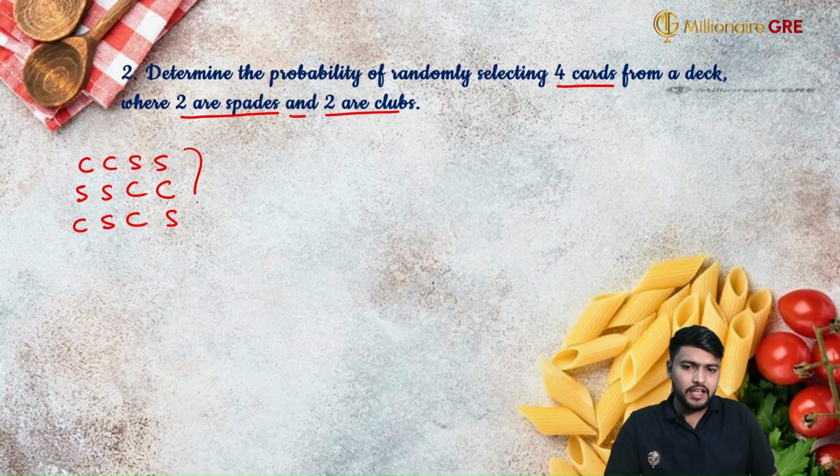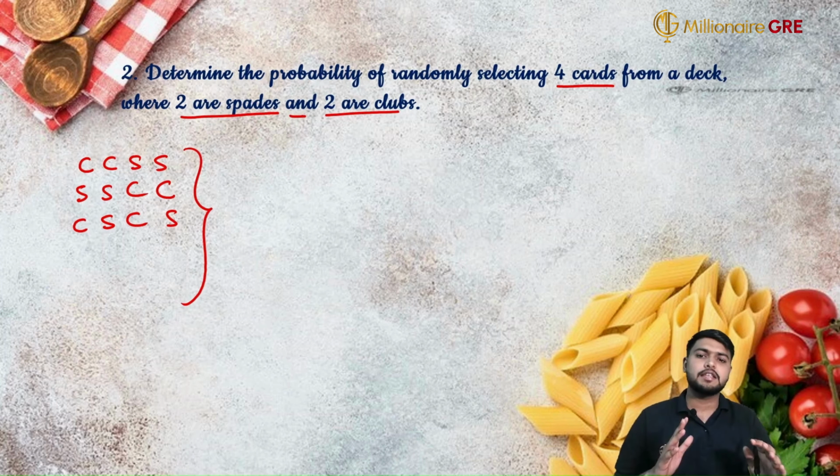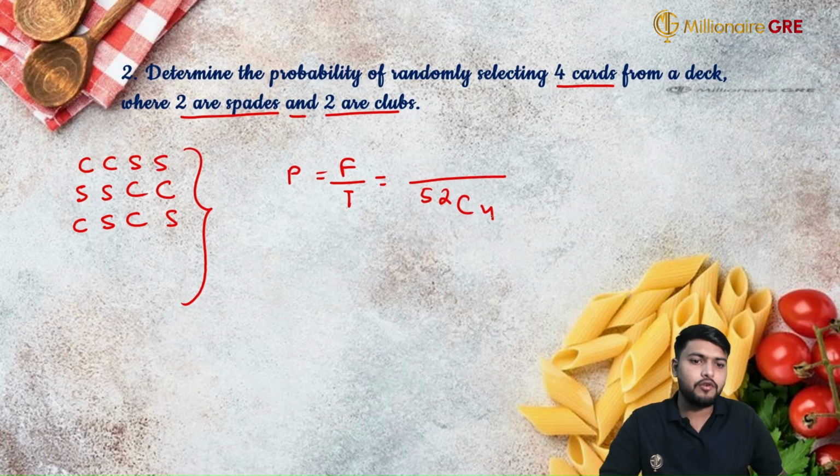Now, instead of finding the probability of all these cases, we can do it directly. Probability is favorable upon total. You have to select 4 cards out of 52 cards in total. So that can be done in 52C4 ways.